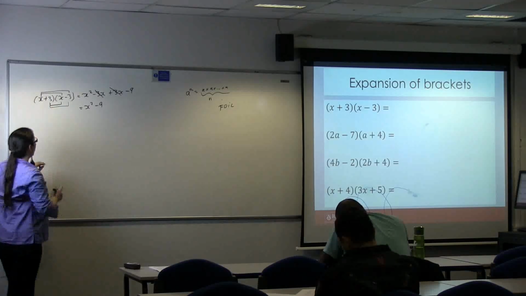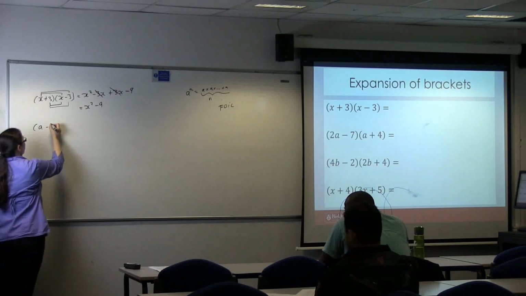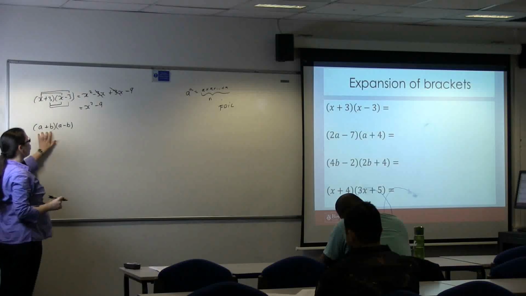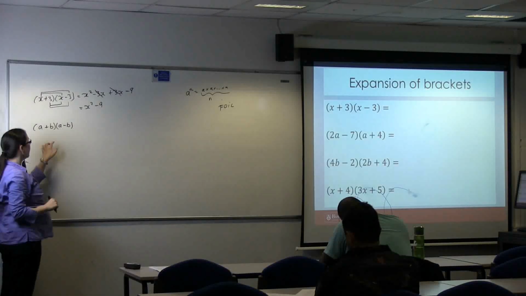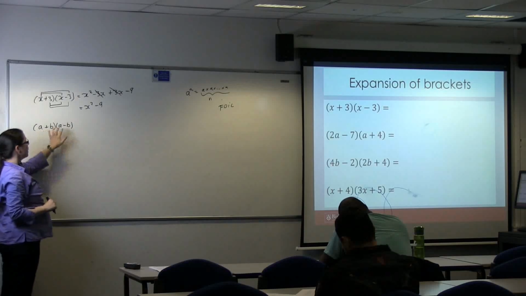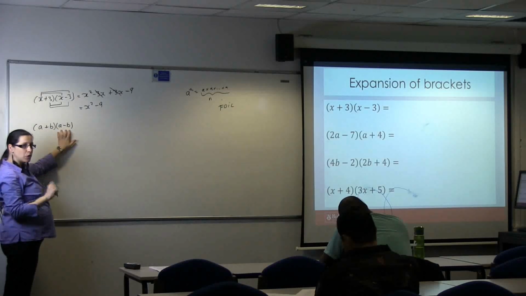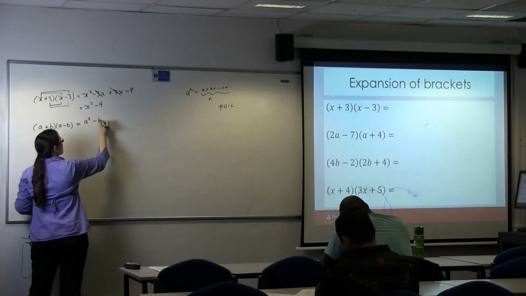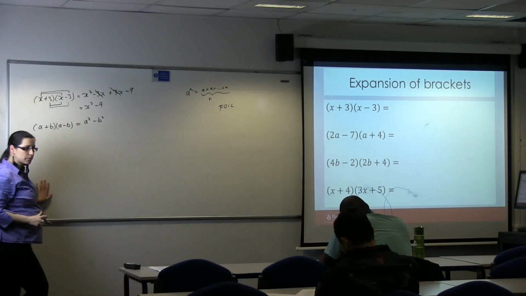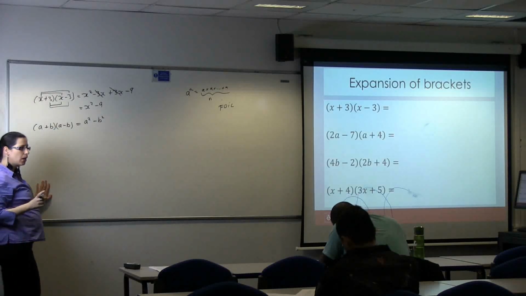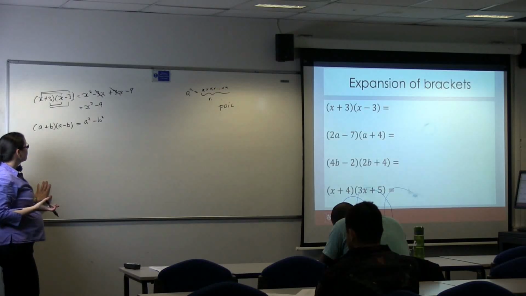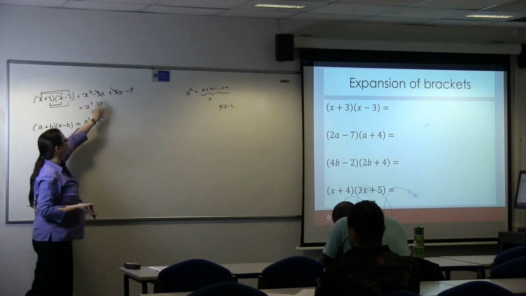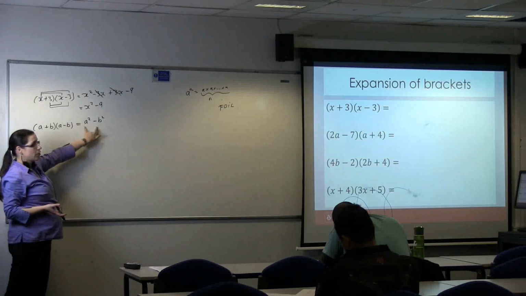So next time, if you see brackets where there are 2 terms, and in one of the brackets they are a sum and in the other bracket they are a difference of the same 2 terms, that's always going to be equal to the square of the first minus the square of the second. And if you remember this algebraic rule, you can skip multiplying everything by everything and just write up this solution straight away.